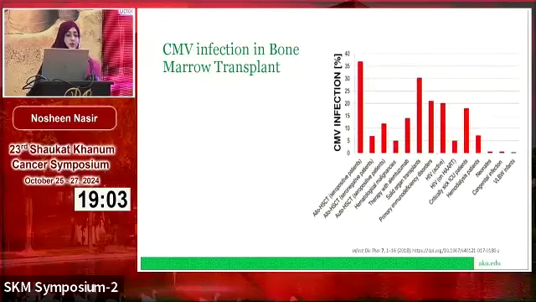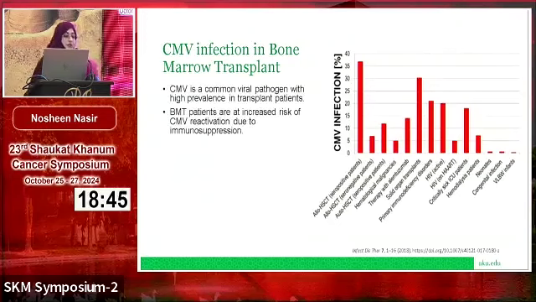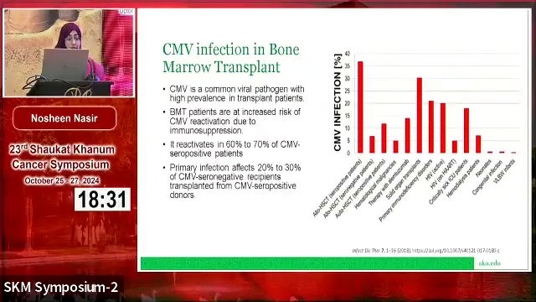So just to tell you about CMV infection, it's a common viral pathogen which has a very high prevalence in transplant patients. As you can see from this data, the people at the greatest risk are those who have undergone allogeneic hematopoietic stem cell transplant and who are seropositive patients. They are at increased risk because of CMV reactivation due to the immunosuppression that they receive as part of the transplant. What we know from literature is that CMV reactivation occurs in up to 80% of seropositive patients. Primary infection affects 20 to 30% of CMV seronegative recipients who are transplanted from seropositive donors.